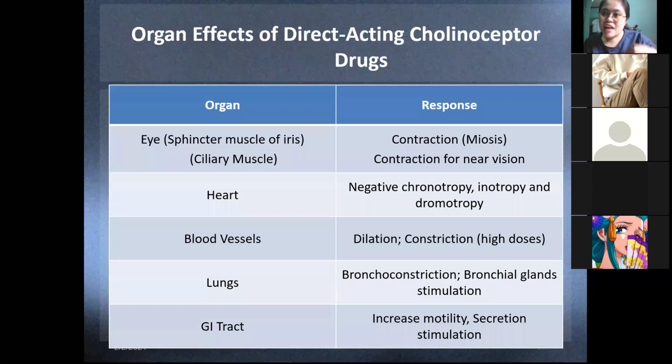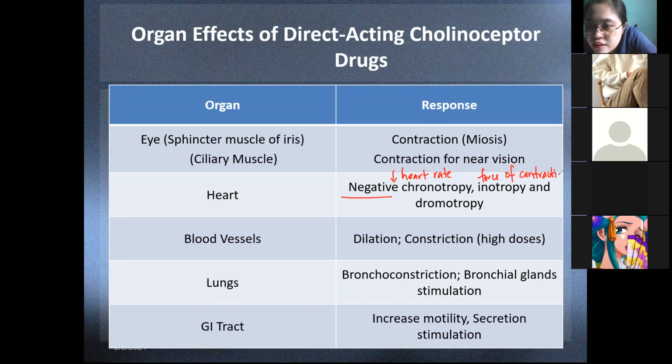It's the opposite for everything in the heart. All its effects are negative: negative chronotropy, negative inotropy, and negative dromotropy. What does that mean? When you say chronotropy, it refers to the heart rate. If it is negative, then the heart rate slows down, or bradycardia. And when you hear the word inotropic or inotropy, this refers to the force of contraction of the heart. Since it is negative, the force of contraction of the heart slows down.